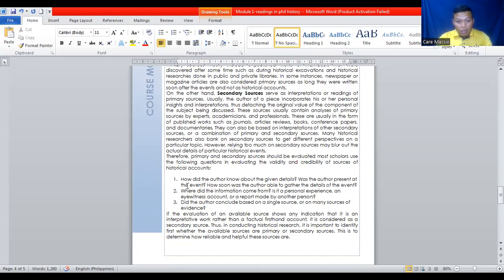So, question number 1: how did the author know about the given details? Why does the author know these given details? Was he there, or where was he? Why did he know? He was there, of course. You investigate what kind of source it is, primary or secondary source. Is it first-hand information or second-hand information?